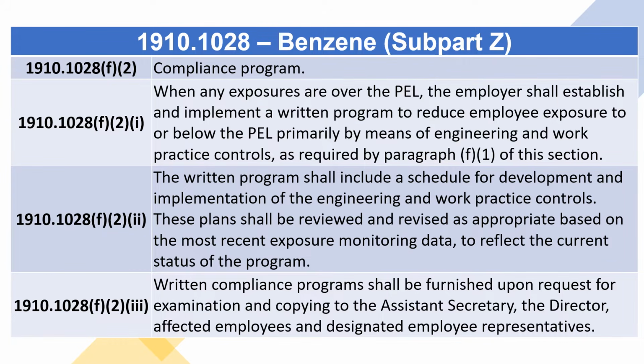1910.1028(f)(2) Compliance program. 1910.1028(f)(2)(i) through (f)(2)(iii). When any exposures are over the PEL, the employer shall establish and implement a written program to reduce employee exposure to or below the PEL primarily by means of engineering and work practice controls, as required by paragraph (f)(1) of this section. The written program shall include a schedule for development and implementation of the engineering and work practice controls.